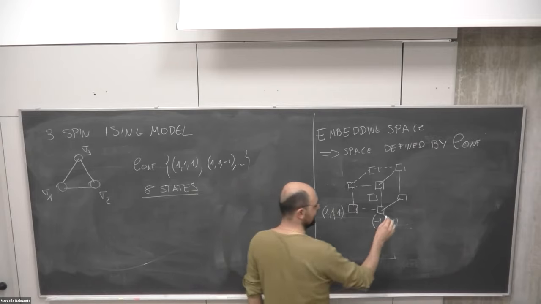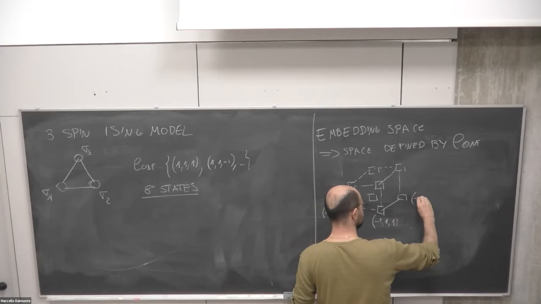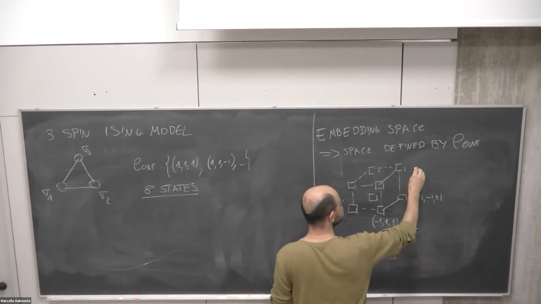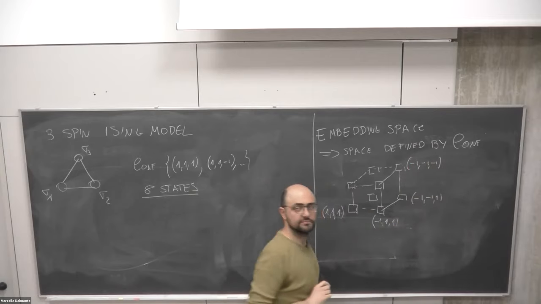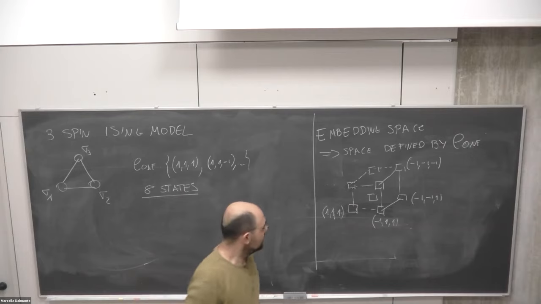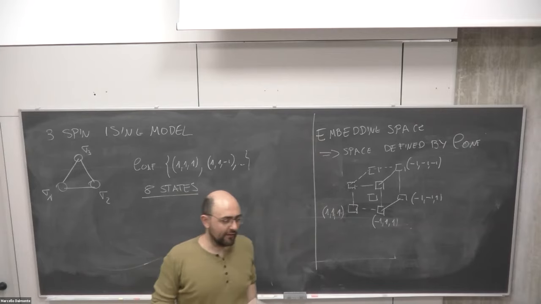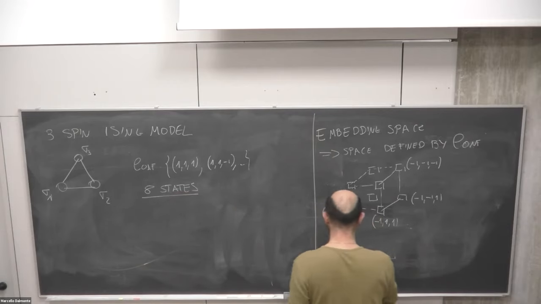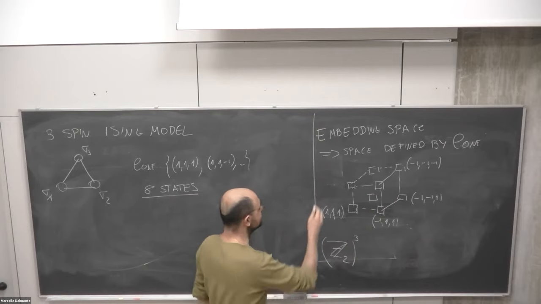I think you are understanding how it's going. Now, if we move in this direction, we will change the second spin: (-1, -1, 1). And this state here instead will be (-1, -1, -1). So the embedding space of our partition function, I will abuse notation, so be very careful, is nothing but Z2, the group of two elements, cubed. Or you can see it as a cube.